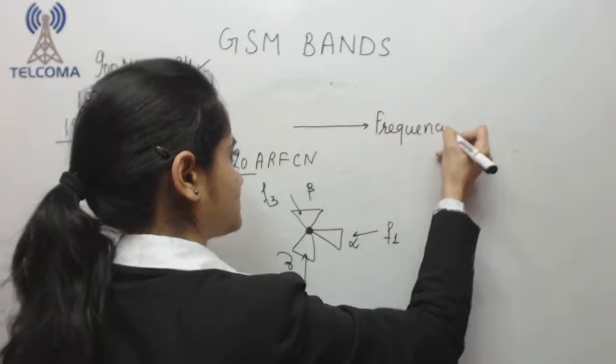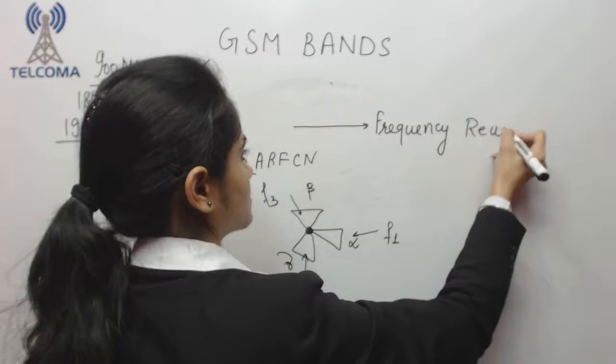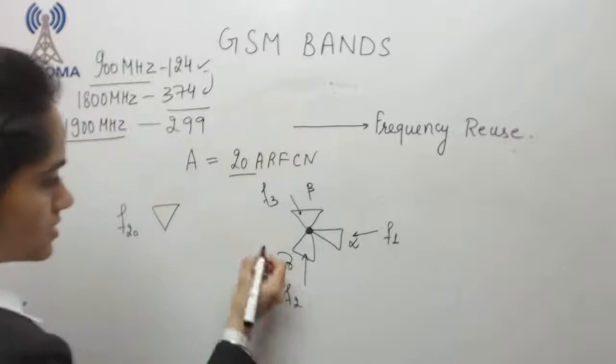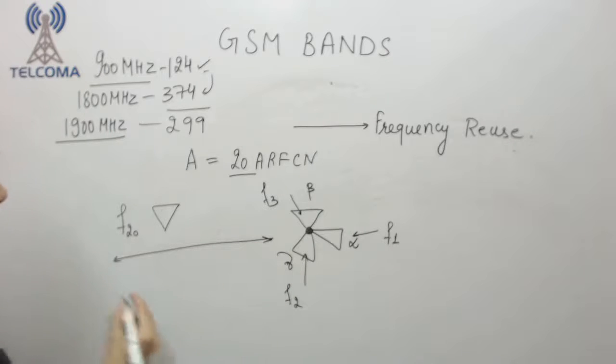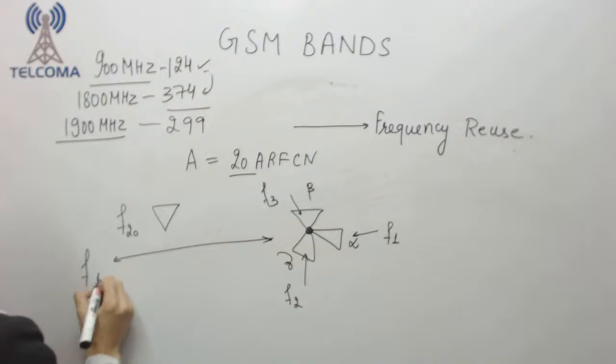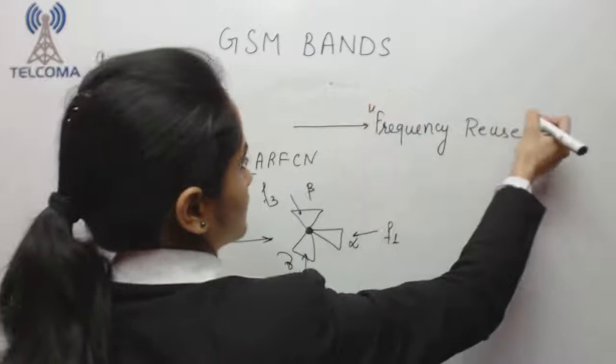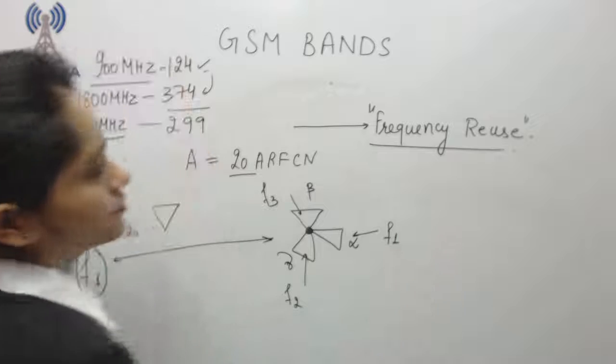So for this, in order to make frequency usage efficient, we have a concept of frequency reuse. That after a certain distance, where those frequencies will not interfere with one another, we can reuse the frequency again. So we call that concept the frequency reuse concept.